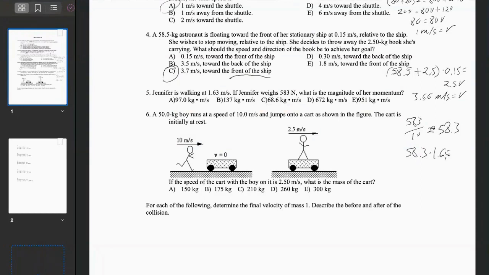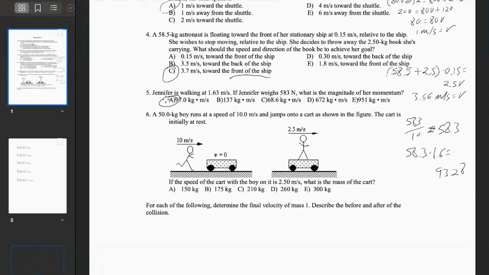grab a calculator and let's type this in, get this done. 95.03. And the closest answer to that in our list is the 97A, probably set up for 9.8 gravity.